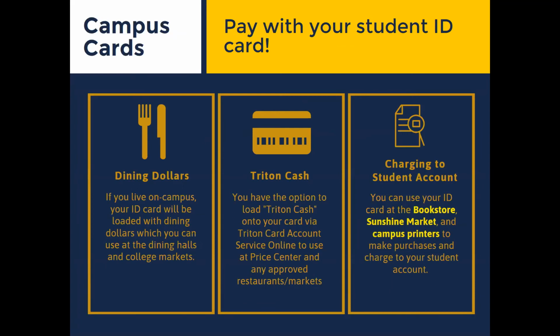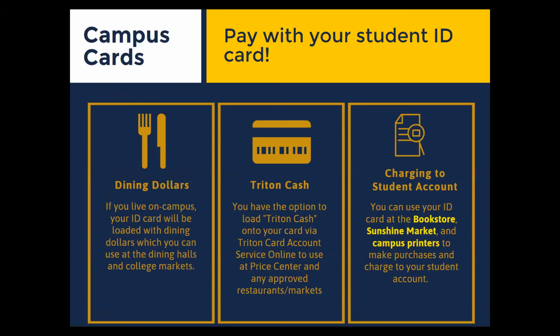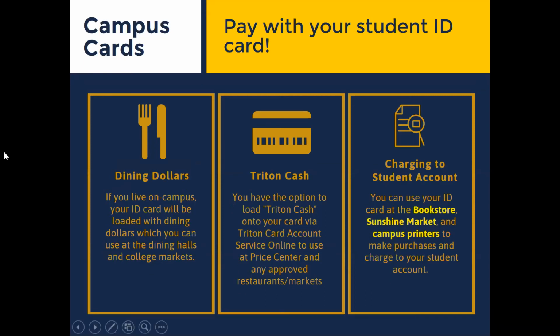Additionally, you have the option to load Triton Cash onto the card. Authorized payers can also load Triton Cash money onto the card via the Authorized Payer portal. Triton Cash can be used at Price Center and a number of approved restaurants and markets off of campus as well. You can also use your student ID card to pay for items at the bookstore, Sunshine Market, and different campus printers. These charges will be assessed to your student account, and you can pay them off via Triton Link once they're available for viewing.